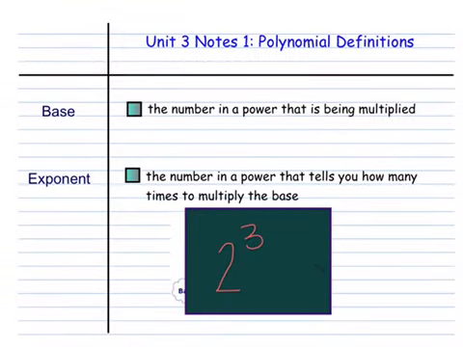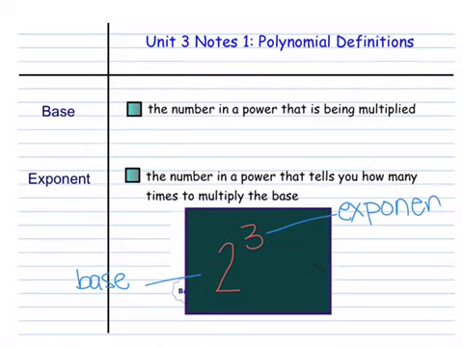So the first word we're going to talk about is base. The base is the number in the power that is being multiplied. So if I'm looking at this example, 2 to the third, that 2 is my base. So the exponent then is the number in a power that tells you how many times to multiply the base. So the 3 is going to be my exponent, and what it's telling me is I'm going to do 2 times 2 times 2, 3 different times. So this is going to equal 2 times 2 times 2.